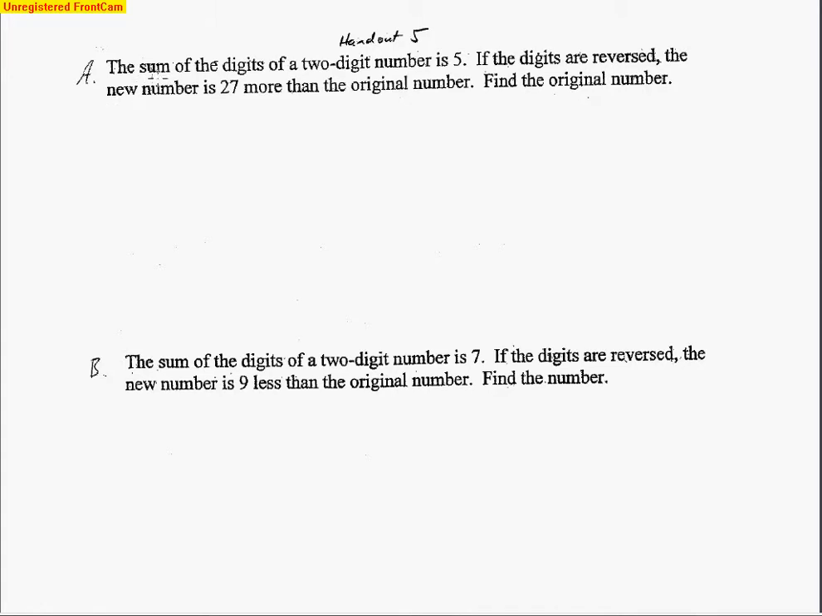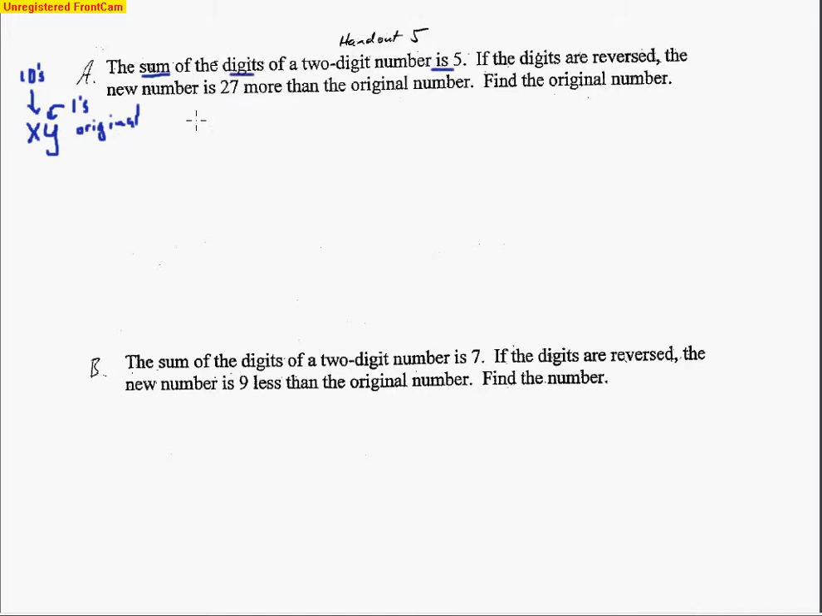It talks about the sum of a two-digit number is 5. We just don't know what the digits are. So basically we're talking about a two-digit number like xy. The x is in the tens place, and the y is in the ones place. So this is our original number. And what they're saying here is the sum of these digits is 5.